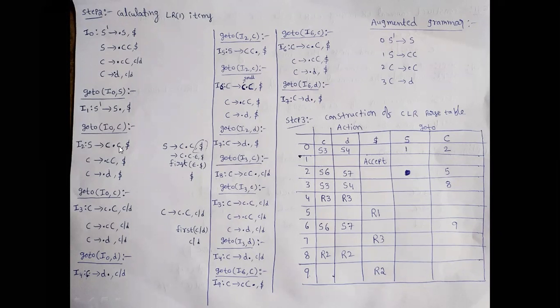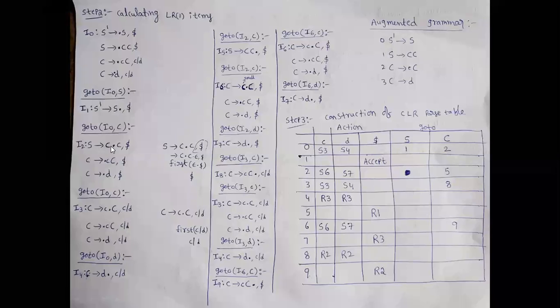So after the dot we have a non-terminal, and after that we have a terminal, and after that we have a terminal. So then we are applying go to on I2, go to on I2 comma capital C. So we are applying this one.